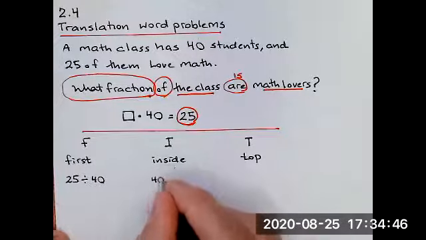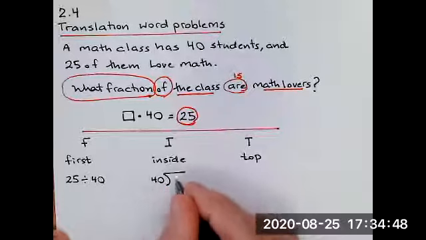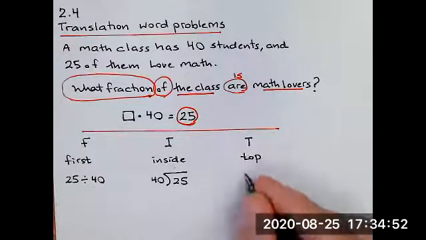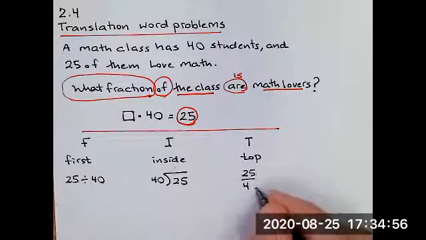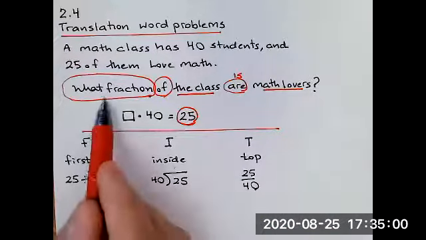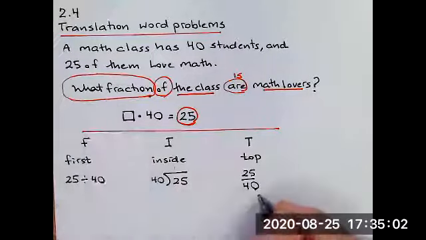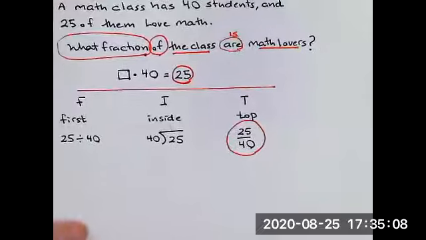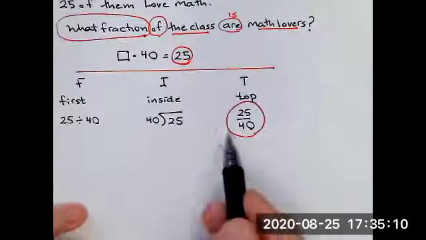or 40 divided into 25, or 25 over 40. But because they're asking for a fraction, we'll use this one. And of course, you always want to reduce your answer.